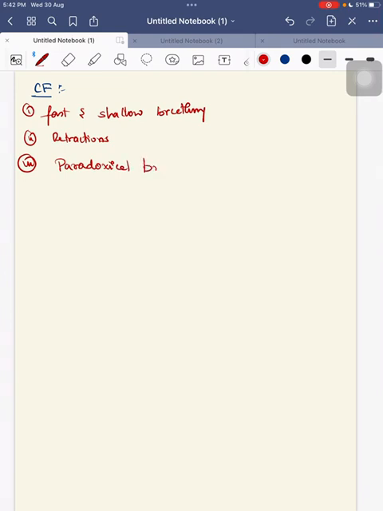Next, what are the clinical features the child can have? The child can have respiratory distress, with fast and shallow breathing. Second, the child can have retractions. Third, the child will have paradoxical breathing. Fourth, the child will have wheeze and crepitations on auscultation. Okay, so these are its clinical features.